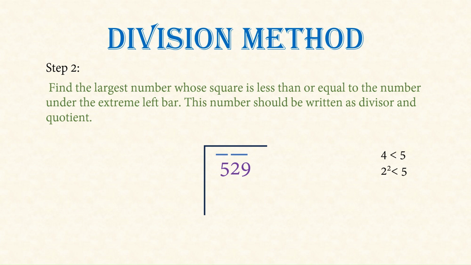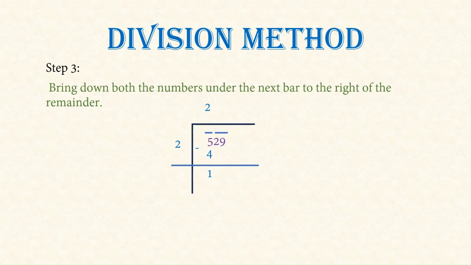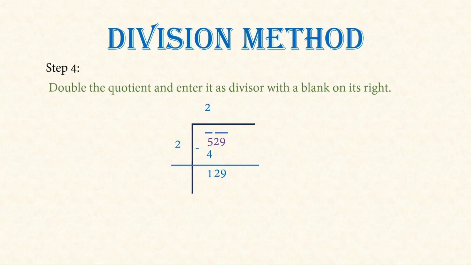We'll write in both the places, divisor and quotient, like this. Now 2 into 2 is 4. We'll write it down and then do the subtraction. This gives 1 as the remainder. In the next step, we have to bring down both the digits under the next bar. So now here we have 2 and 9 under the next bar. Both the digits we have to bring down. This will form the new dividend. Once we have the new dividend in place, double the quotient that is already there and write that with a blank beside it as a new divisor.